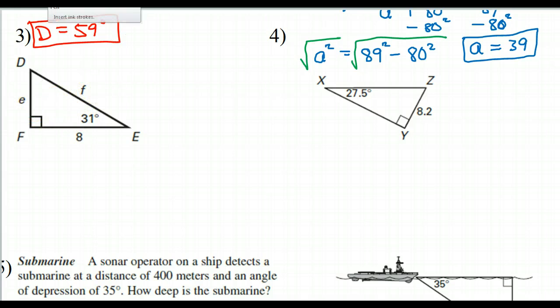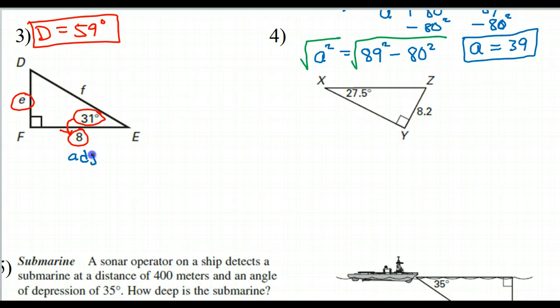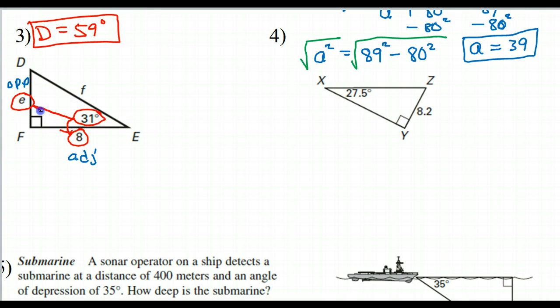I think I'll find E first. So look, I've got the 31 degrees, and I've got the 8, and then I'm trying to find E. So those are the three things I'm going to focus on right now. Well, 8 is the adjacent leg, and the E is the opposite leg, because F would have been the hypotenuse. So E is the opposite leg, and 8 is the adjacent leg. So that's the tangent function.